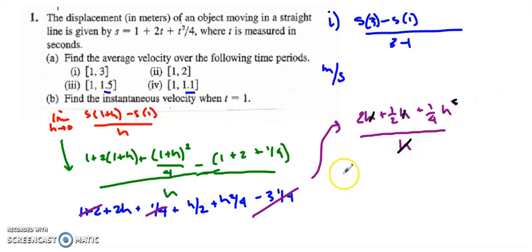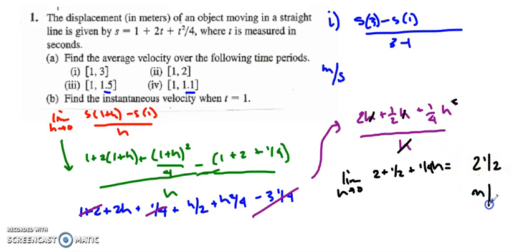When I simplify, I can knock out this h, and one of these two h's along with that h. So my last step is actually to take the limit as h goes to 0 of 2 plus 1/2 plus 1/4 h. And my answer is going to be 2 1/2. And again, that's going to be in meters per second. That is the instantaneous velocity at t equals 1.